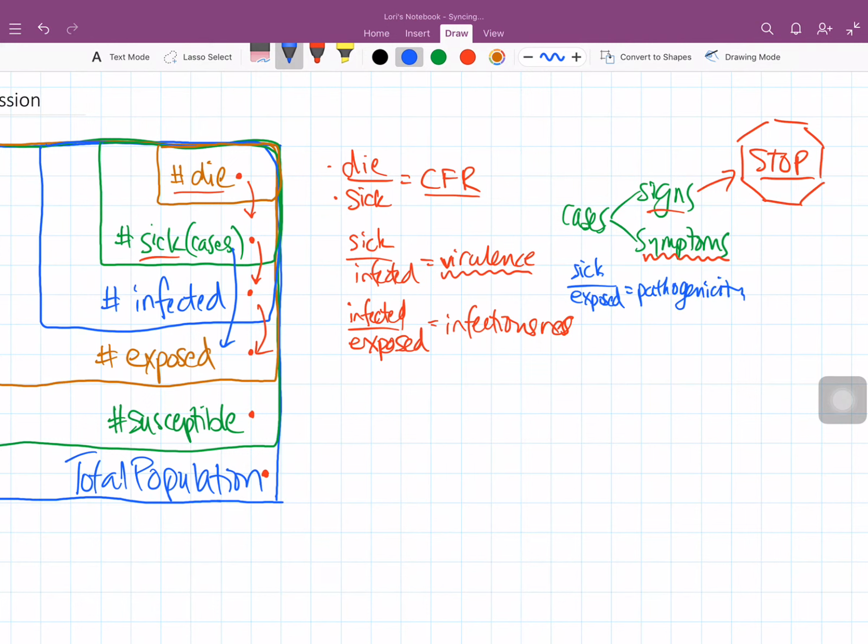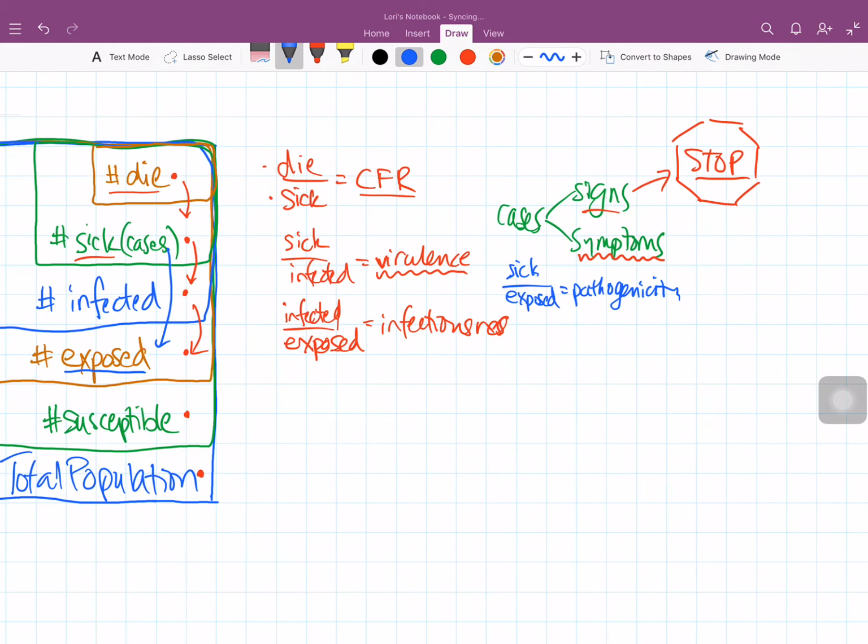So we try to figure out who exactly was exposed to that person and how many of them then developed signs or symptoms and got sick. So this is a feature of that particular organism. How pathogenic is it? How likely is it that it will both infect you and make you ill? And later on, we're going to see that the attack rate and the secondary attack rate really have to do with this idea of sick over exposed.